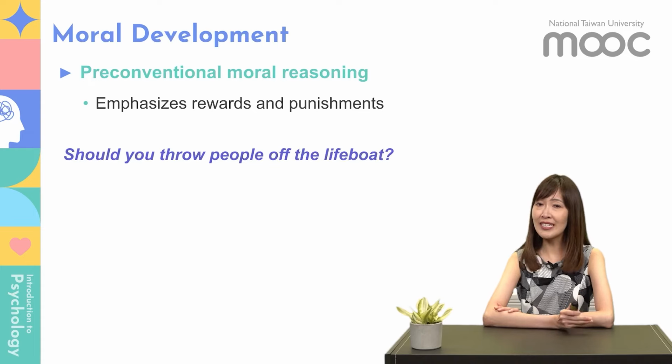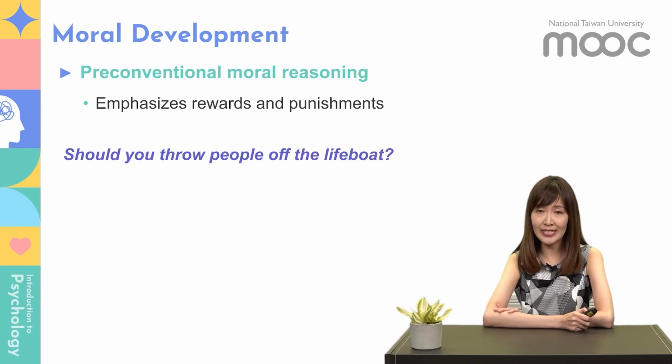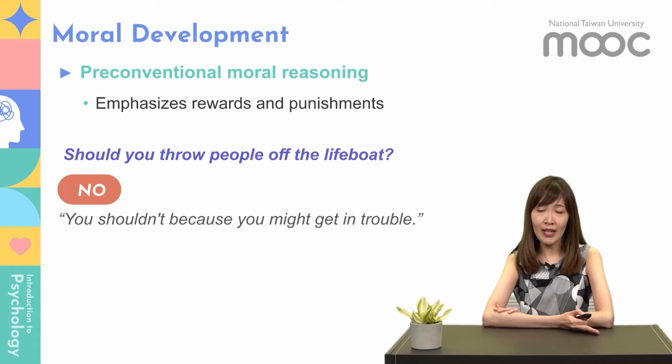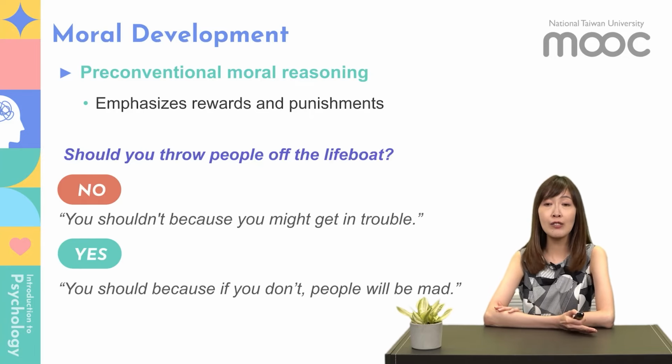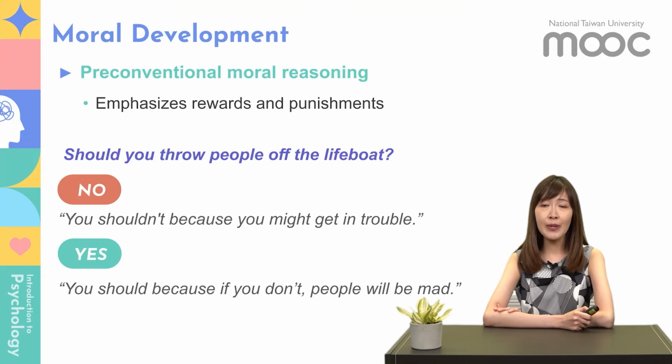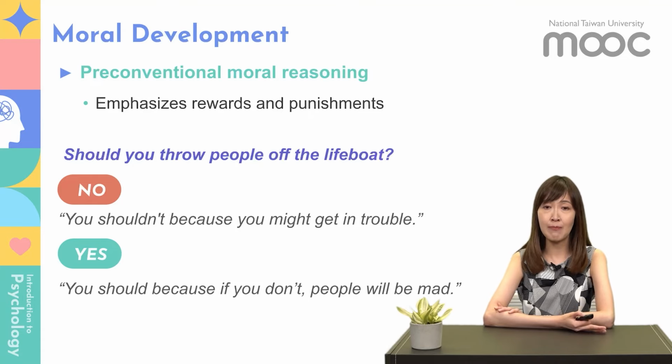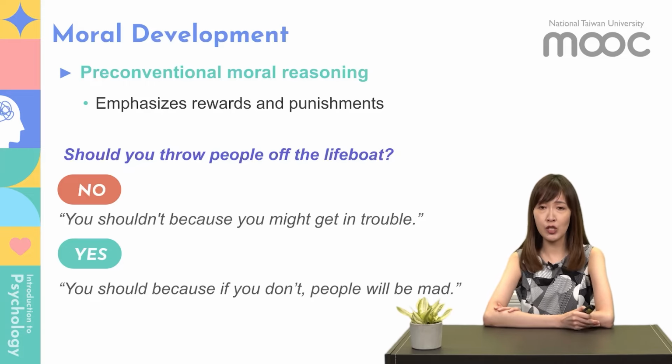Well, again, whether they say yes or no is not that important. The reasoning is more important. If they say no, they might say something like this: you shouldn't because you might get into trouble. Or yes, you should because if you don't, people will be mad. So here we can see that they focus more on rewards and punishment. You might get into trouble, it's like a punishment. Or people will be mad, it's also like a punishment, so we should avoid that. So during this moral reasoning level, we can see that children focus more on rewards and punishment.